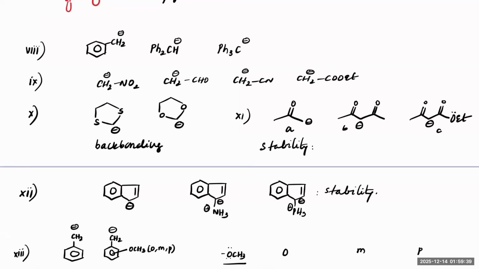Next, if you have one phenyl ring, two phenyl rings, and three phenyl rings, that means three phenyl will have more resonance stability. Next, if you have NO2, CHO, cyanide, and COOEt, all of them are withdrawing, and all of them will stabilize the carbanion. The most stability will be for NO2 because NO2 is the most withdrawing, then aldehyde, then cyanide, then ester. This is the order you need to learn. Okay, next.